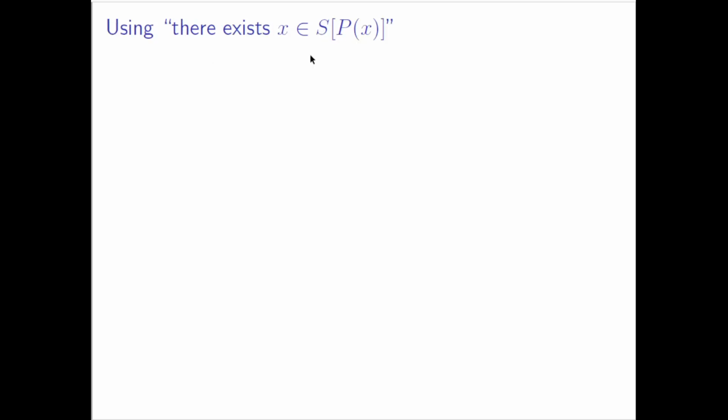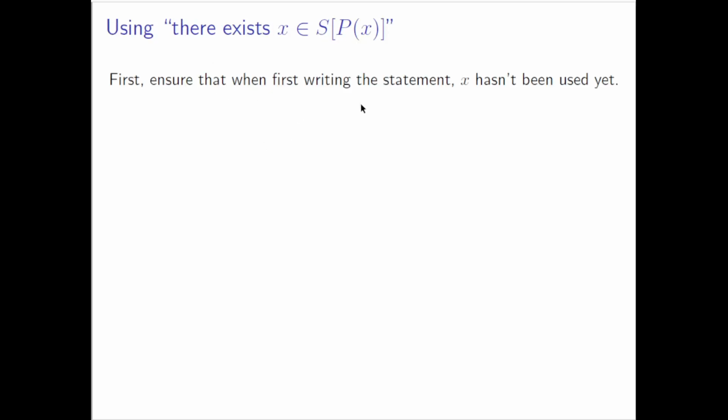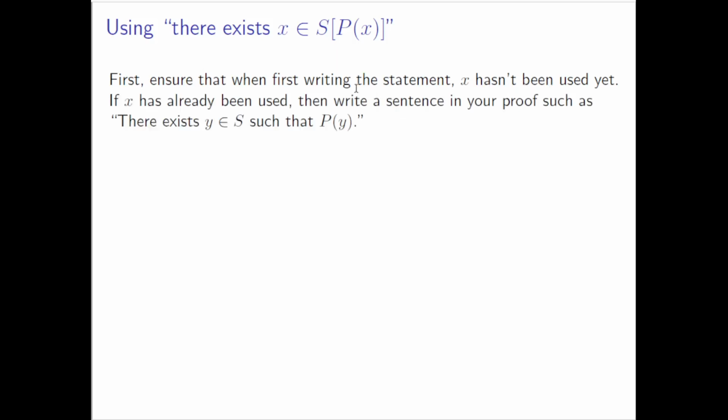So to use it, there's not really a lot to do. If you come across this kind of sentence and want to get something from it, you just want to make sure that X hasn't been used yet. If X has already been used for something else, like the X that appears here and here, it's really a variable. So if X has already been written as part of your proof, then instead just switch all the variable X's to Y's here. Then you have there exists y in S such that P of y instead.